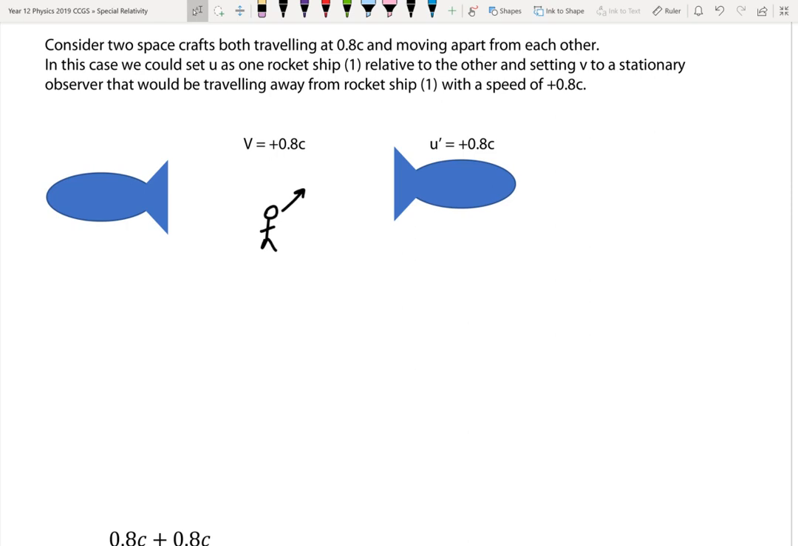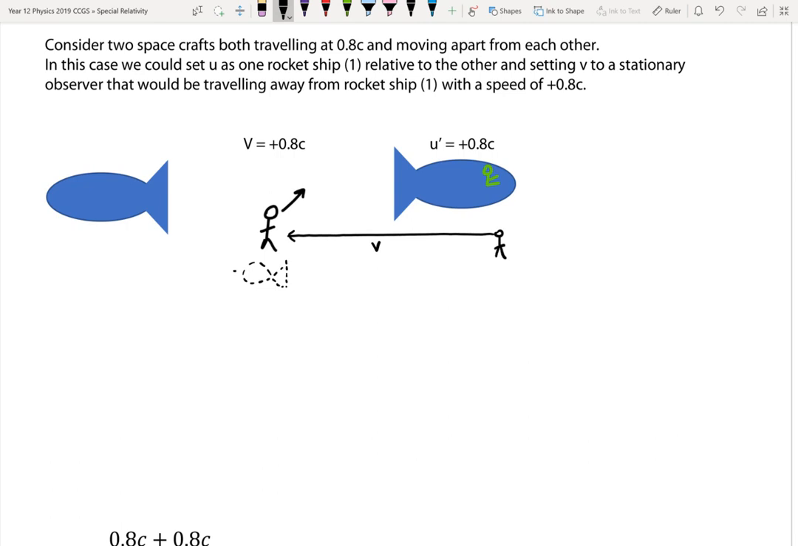In this case, here's what we could do. Set u as one rocket ship relative to the other, and v to the stationary observer. That would be travelling away from the rocket ship. What does this all mean? Let's try and put it down. I'm going to say, let's go from this guy's frame of reference. He's going to be observing u with a speed v. So you become the imaginary spaceship. Okay?